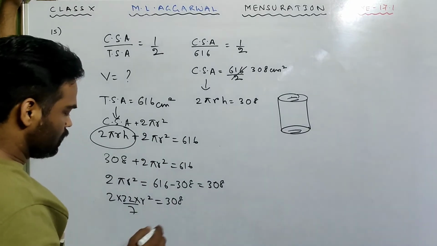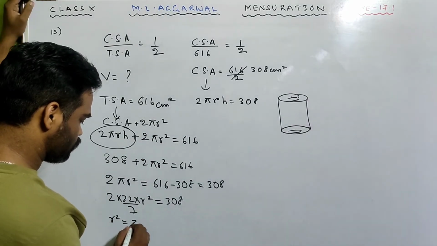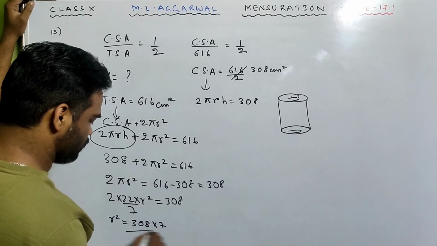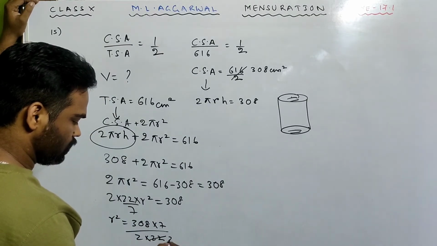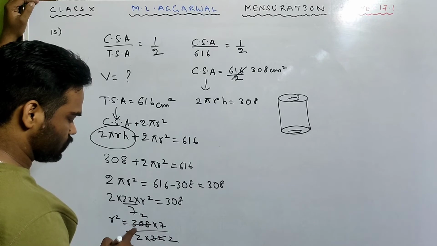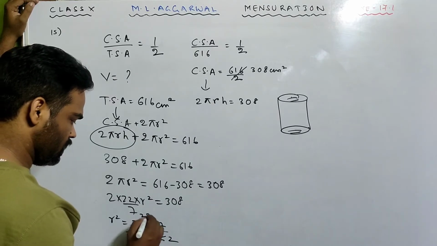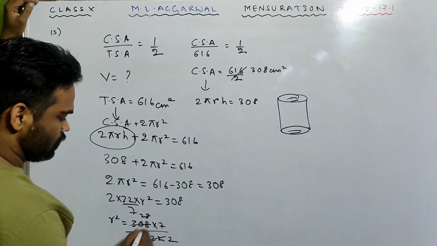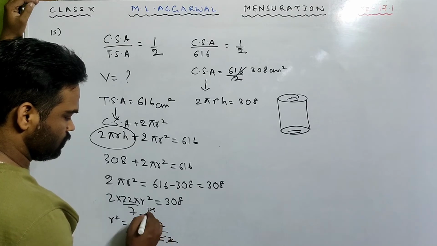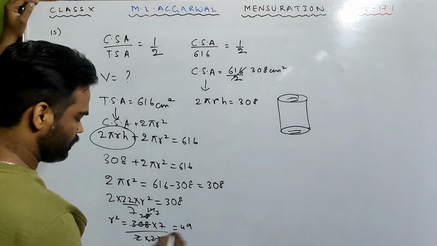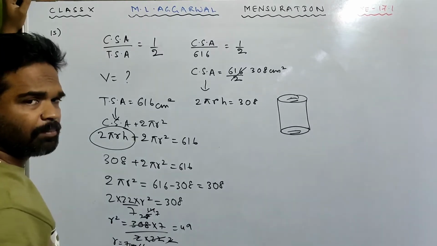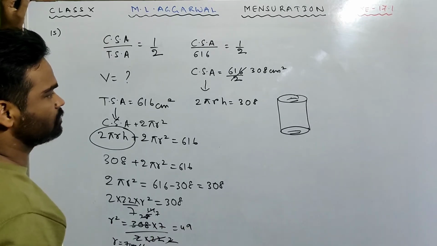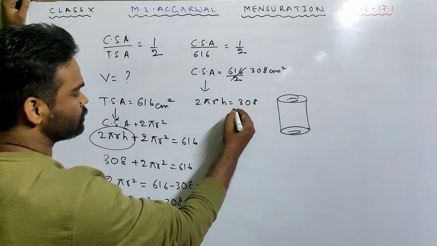Okay. Now, so r square is 308 multiplied by 7 by 2 into 22. 11 2 times, 11 2 times 22, and 8 times 2 14 times 2 7 times, which is 49. So r will be 7. Done. Plus minus 7, we will take positive. So r is 7 centimeter. Put the value over here.